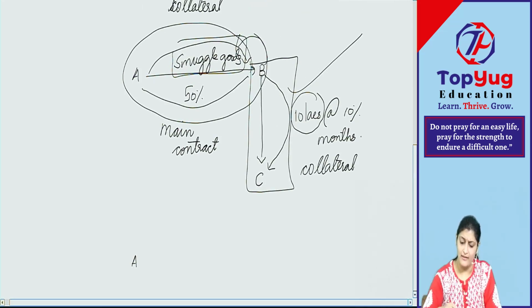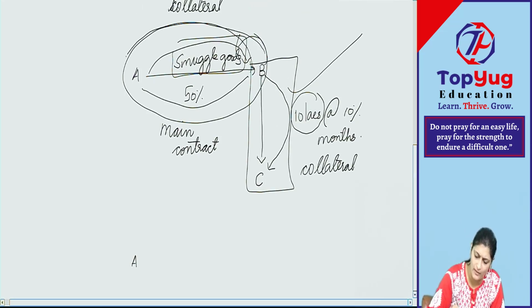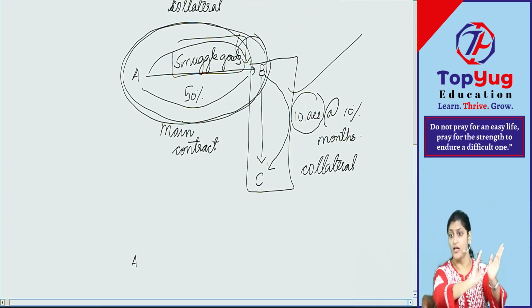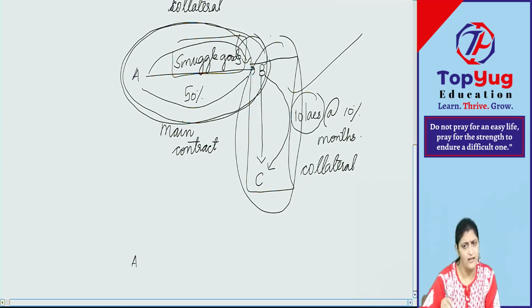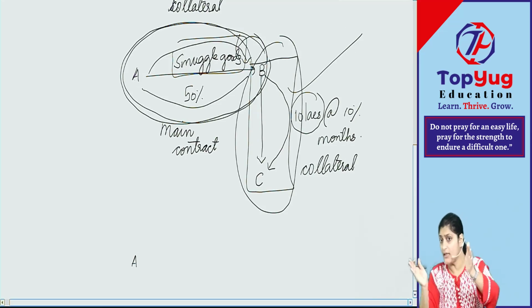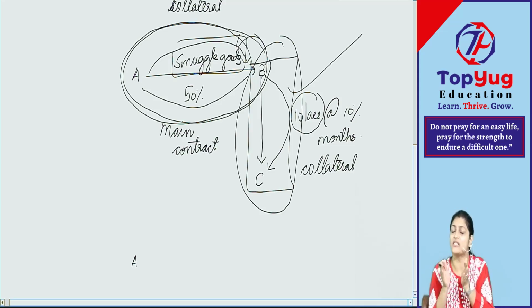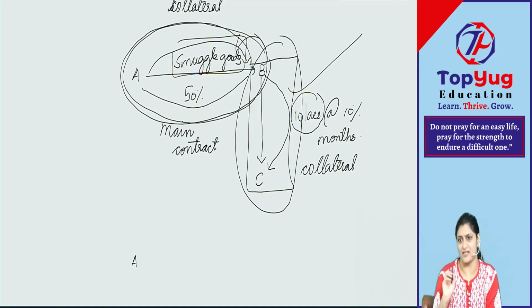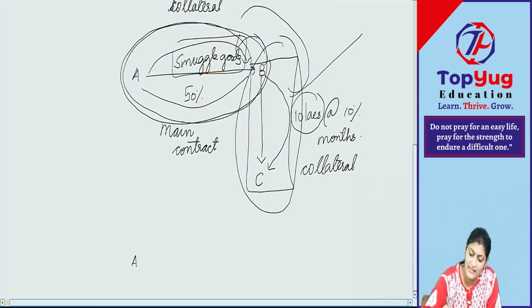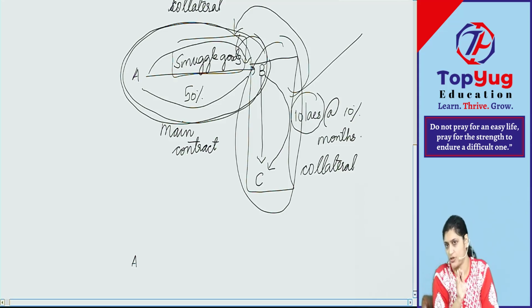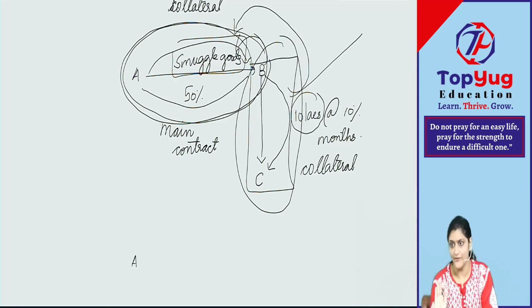No. The contract between A and B is a totally separate contract. There is no relation between A and C. They don't know each other. The contract between B and C has terms and conditions that are totally different. But what is the main point which is linked between them? Only the purpose. The contract between B and C is entered into only because B needs some money to smuggle the goods, only to support. Otherwise, there is no link. The parties have no link.